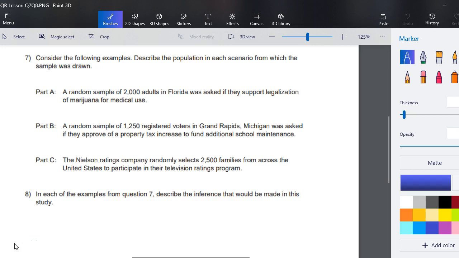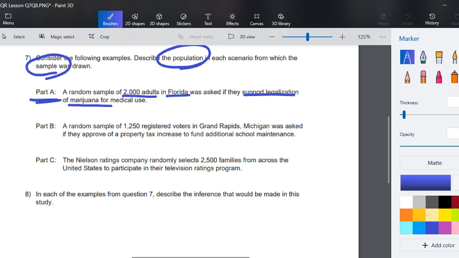Question 7 asks us to consider the following examples. Describe the population of each scenario from which the sample was drawn. Looking first at Part A. A random sample consists of 2,000 adults in Florida, and they were asked if they support legalization of marijuana for medical use.